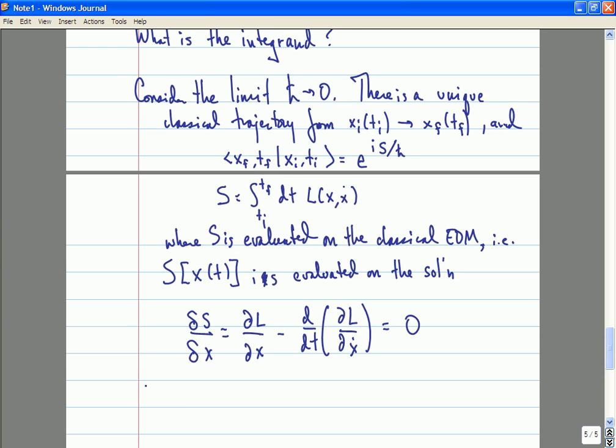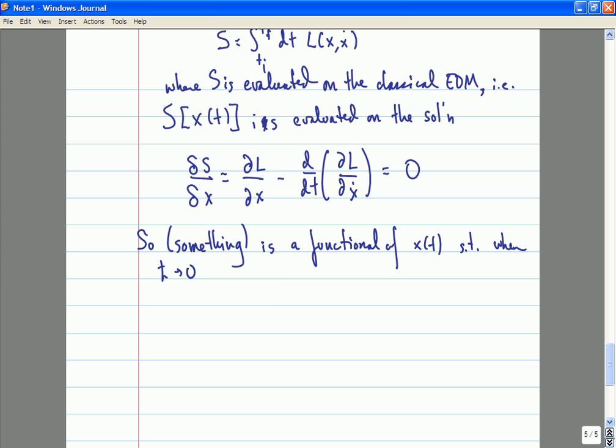So the integrand is some sort of functional of the paths x of t such that when h bar goes to 0, the integral over all paths of that integrand is equal to e to the iS over h bar evaluated at the place where the derivative of S with respect to the path, i.e. the variation of S with respect to the path, is equal to 0. Okay. That's a bit of a hint.